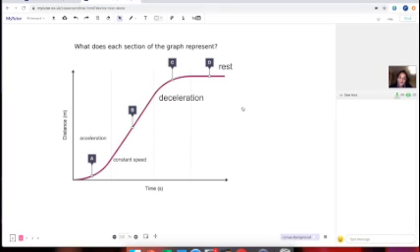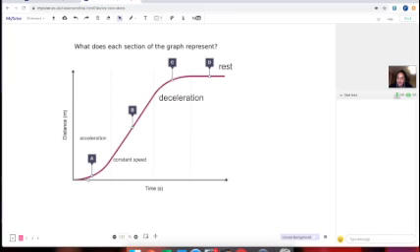This is an example question based on the AQA exam board for GCSE Physics. This question is all about forces in motion and more specifically distance time graphs. So it's important that we know each of the features of a distance time graph, which is what this question asks us. What does each section of the graph represent?